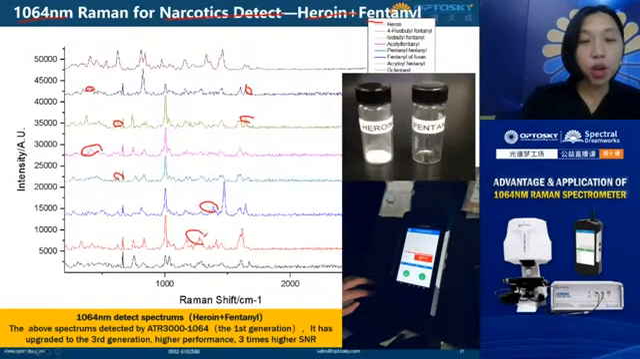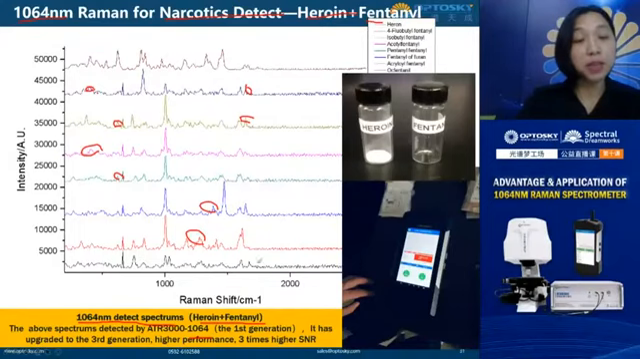Not to mention all these parts, they are just very good. The 1064 is very good for heroin and fentanyls. This spectrum was acquired by our first generation 1064 nanometer Raman spectrometer, and nowadays we have upgraded to the third generation. The third generation has higher performance, and the signal to noise ratio is 3 times higher.